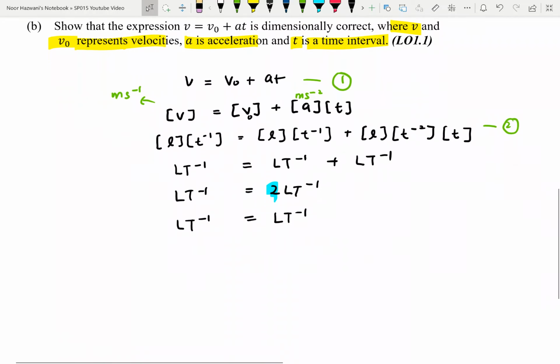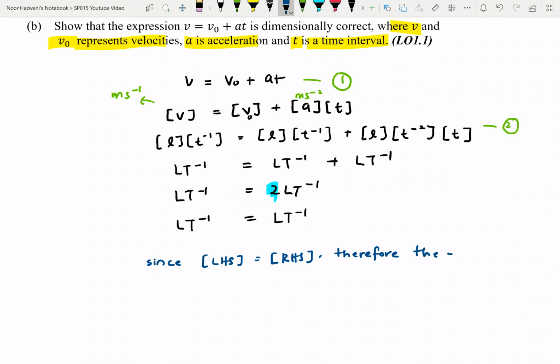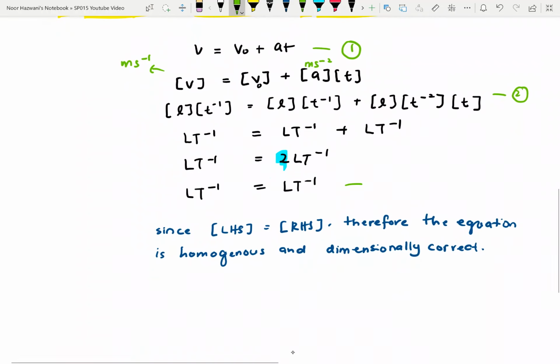Then you have to write the conclusion sentence, which is the same sentence. Dimensions of the left-hand side are equal to dimensions of the right-hand side. Therefore, the equation, I forgot earlier, you should answer that it is homogeneous and dimensionally correct. So this one is step number 3.